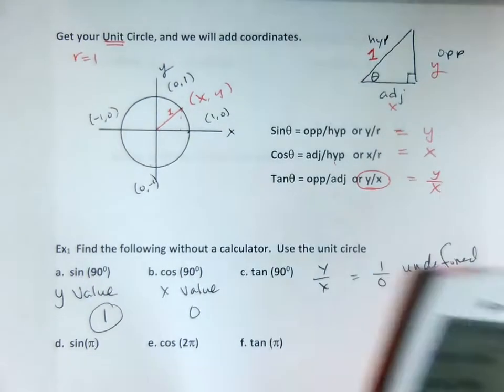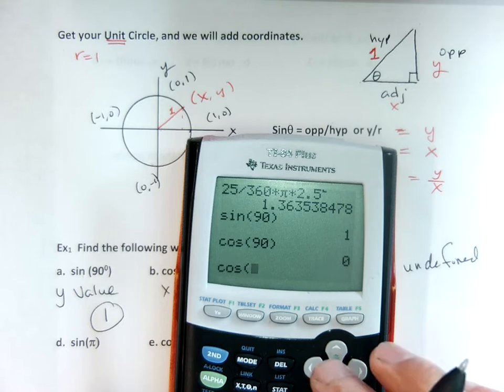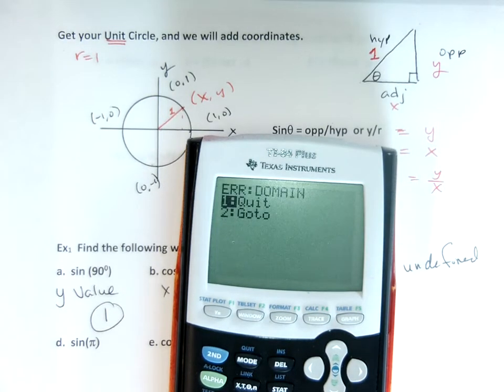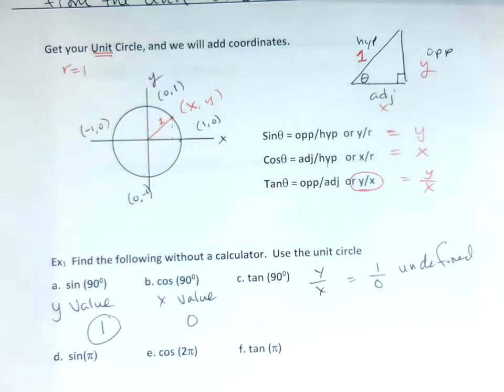Let's check it out. Oh, clear. Tangent of 90. I'm not very happy, right? Cookie Monster has no friends. You can't divide by 0, right?